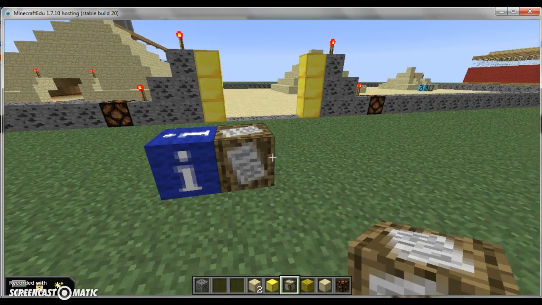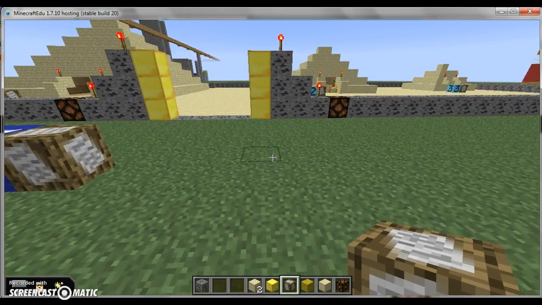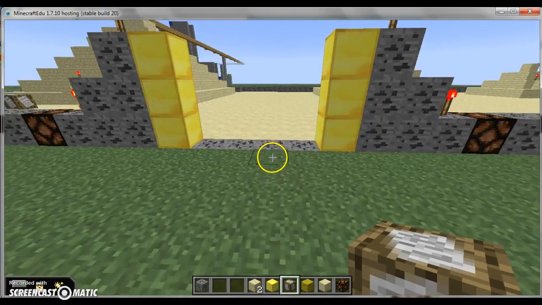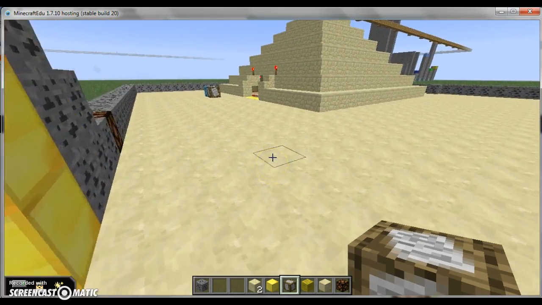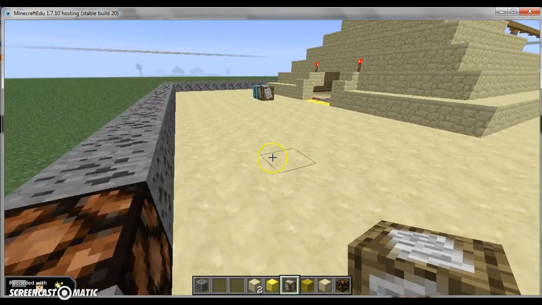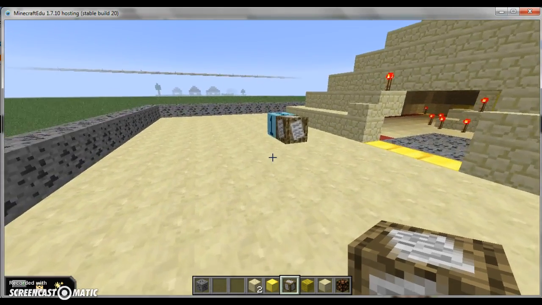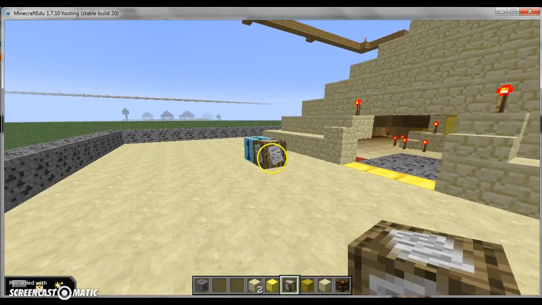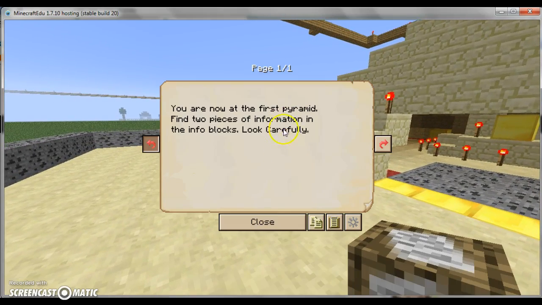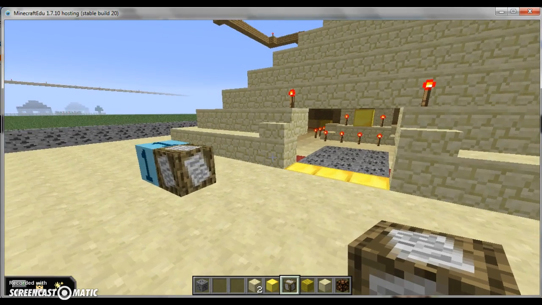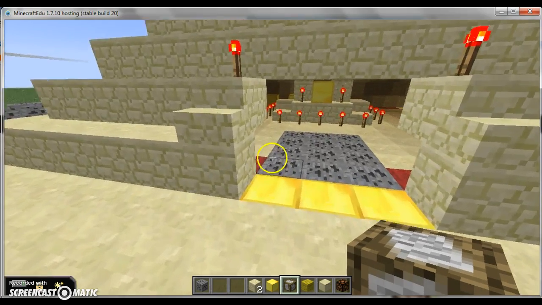So the students would then walk into the first pyramid, and they will be numbered so that the students will know that they are on the right track. So here they'll come up to pyramid number 1. They'll find another info block that basically tells them what they have to do. You are now at the first pyramid. Find the 2 pieces of information in the info blocks. So they would walk into the first pyramid.